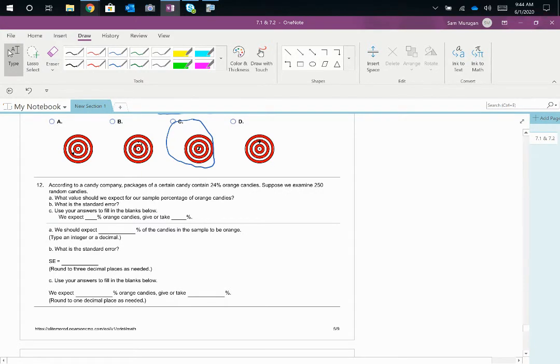According to a candy company, packages of certain candy contain 24% orange candies. Suppose we examine a sample of 250 random candies. What value should you expect for the sample percentage of the orange candy? So we would expect that the sample has the same percentage as the whole population of candy, 24%. Don't expect otherwise.